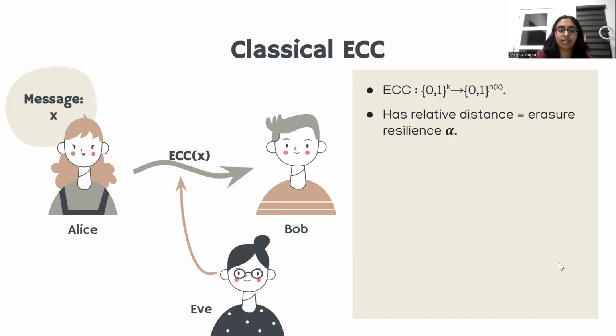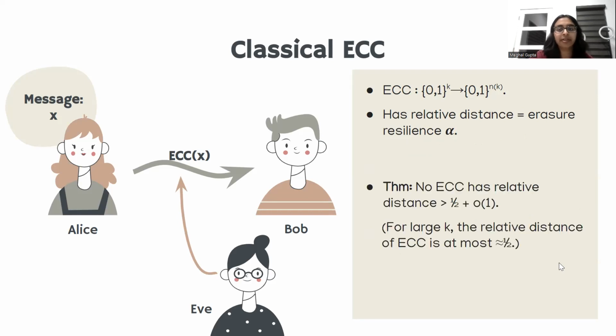So the first question that one might try to ask about error correcting codes is, what is the maximum value that this erasure resilience alpha can attain? And it turns out there's a clean answer to this question: as K gets large, so as K goes to infinity, no error correcting code has relative distance greater than 1/2. Specifically, I write 1/2 plus little o of 1, where the little o of 1 goes to zero as K goes to infinity.